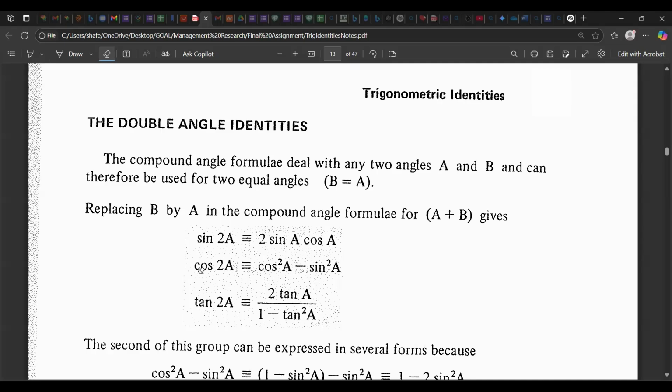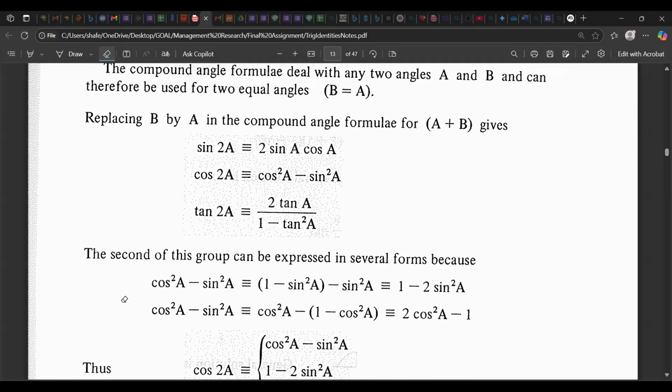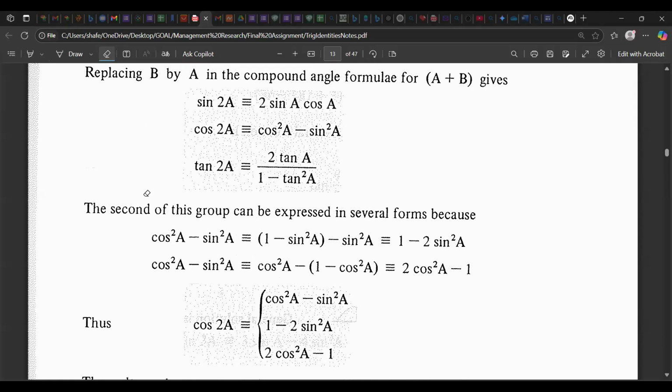Before we move away though, this second one is interesting because we can actually have different versions of it. As you can see here, where you see cos square A, you can replace it with 1 minus sine square A. And you remember where we get that from, right? Remember that thing? What is it?